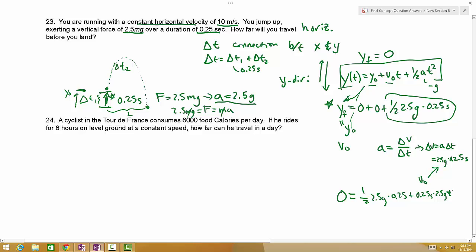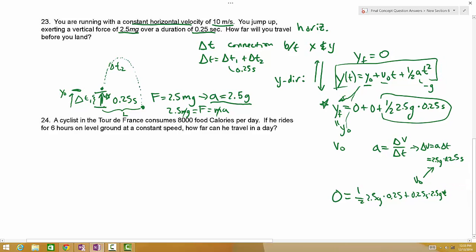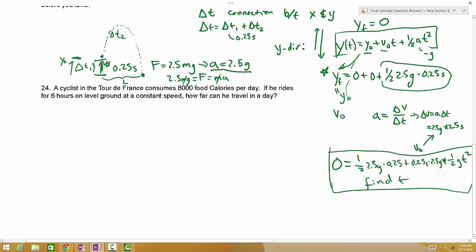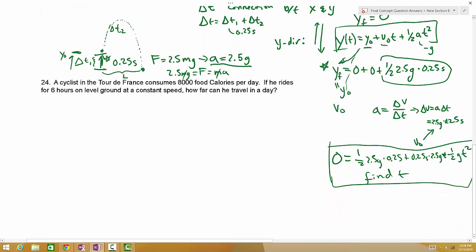and then we have plus 1/2 a t squared, but our a is minus g, so let me just put that in there. This is a long one, sorry about this, guys, but sometimes the problems are long. It's 1/2 g t squared, and then from this you can find t, and then you can use that t in your horizontal equation.